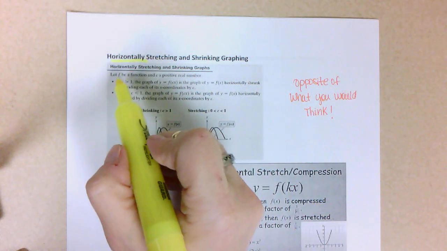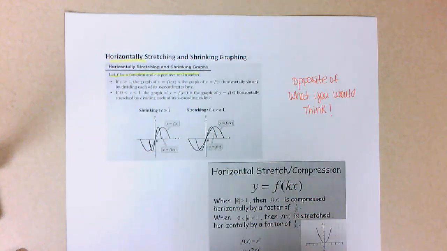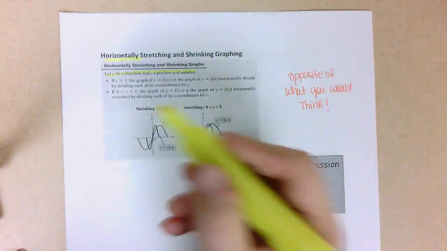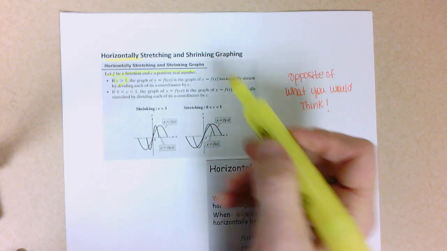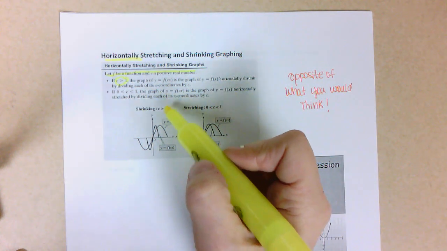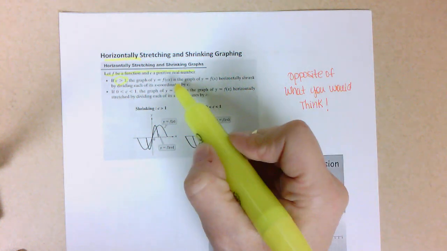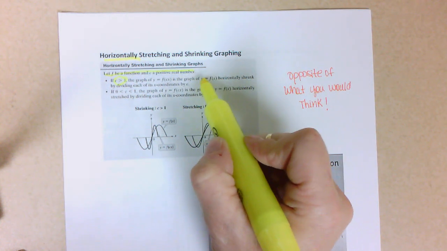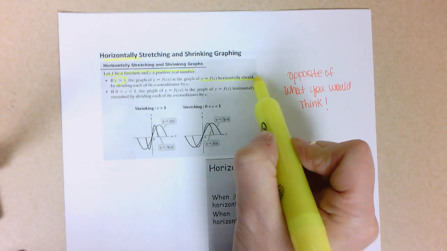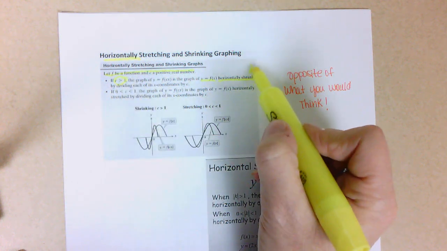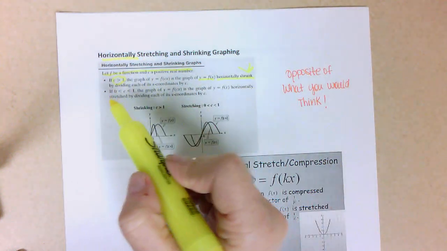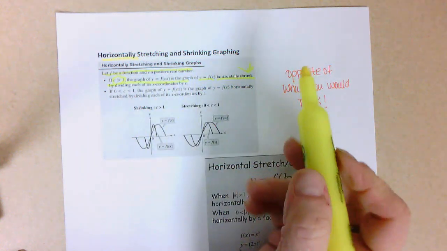Let f be a function and c be a positive real number. So if c is greater than 1, the graph of y equals f of the quantity c times x is the graph of y equals f of x horizontally shrunk, right? So if it's greater than 1, it shrinks by dividing each of its coordinates by c.